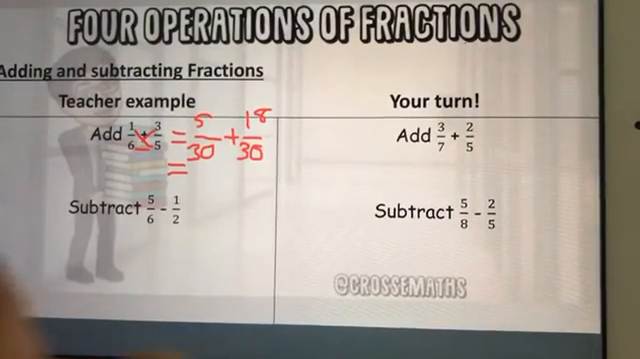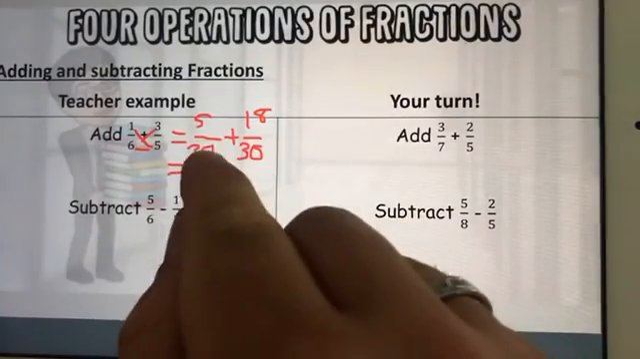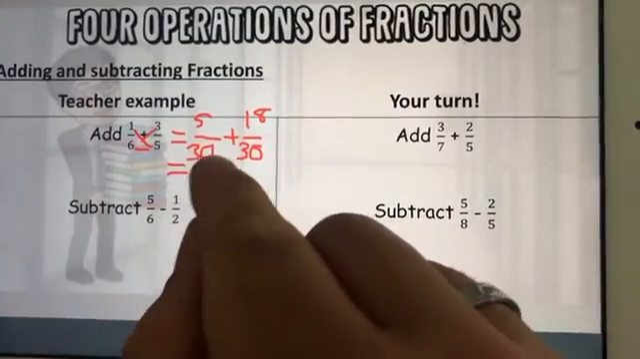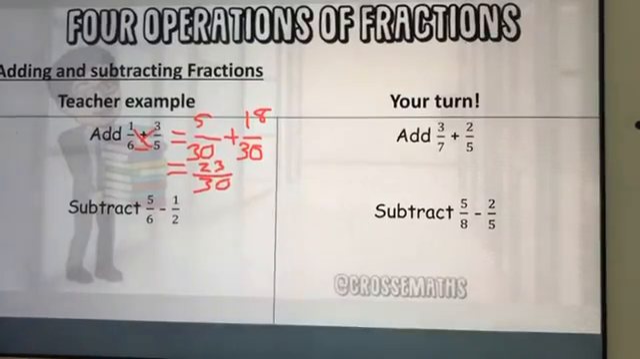Got the same number on the bottom of both, so I'm just going to add the tops. 5 plus 18 is 23. 23, and the bottom number stays the same, it stays as 30.